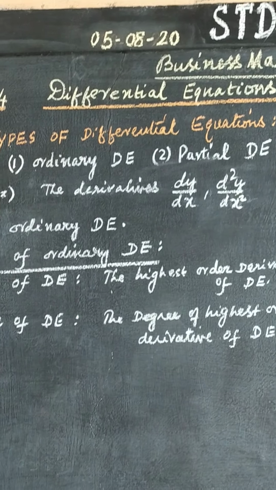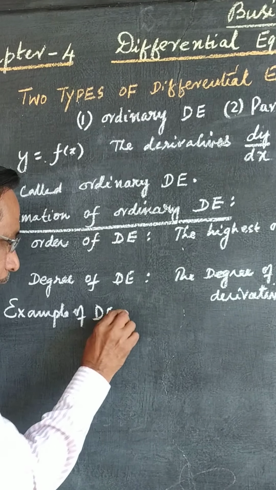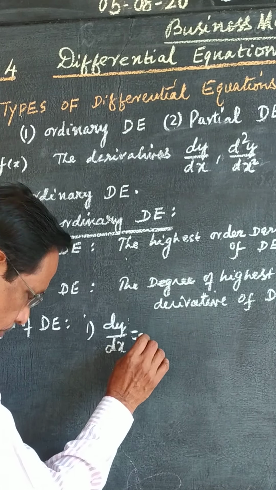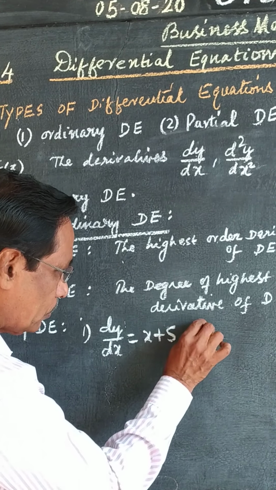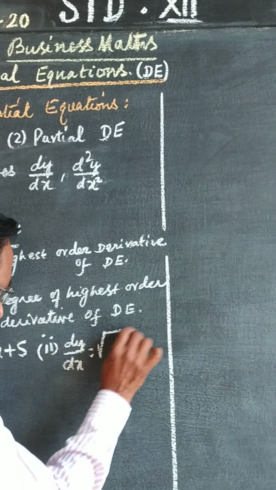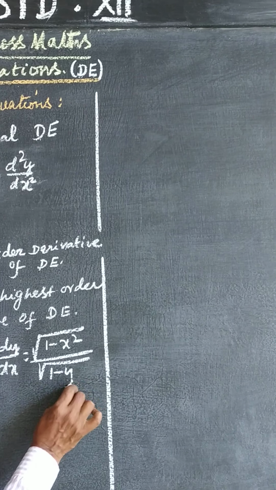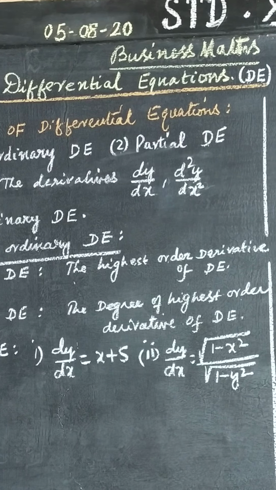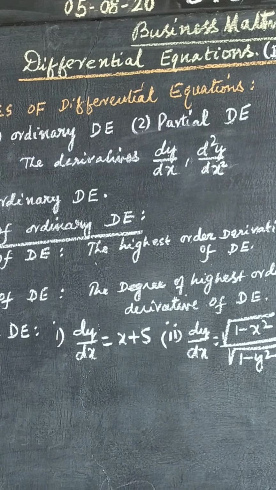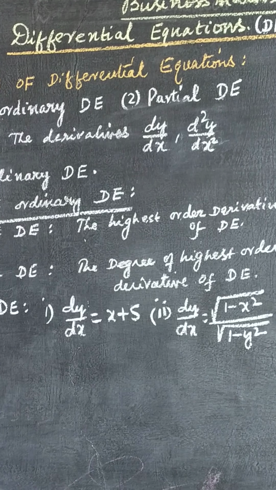Now, I will give you some examples of DE. Number 1, dy by dx is equal to x plus 5. Number 2, dy by dx is equal to root of 1 minus x square by root of 1 minus y square. And how will you find out the order of a differential equation? Suppose I give one small example for this order.